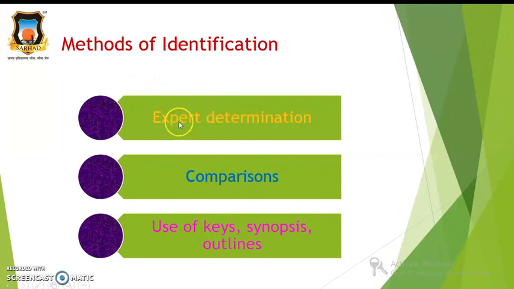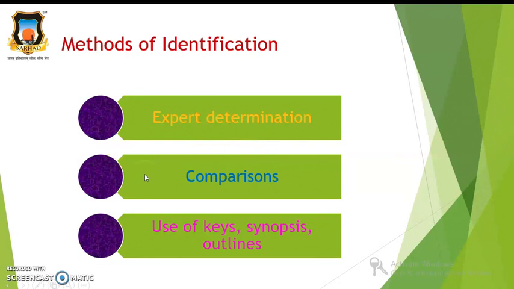The first method of identification is expert determination. Expert determination is the most accurate method of identification. This means identification involves help from an expert who has specialized in the study of such specimens. These methods depend on the experience of experts to identify the specimen.